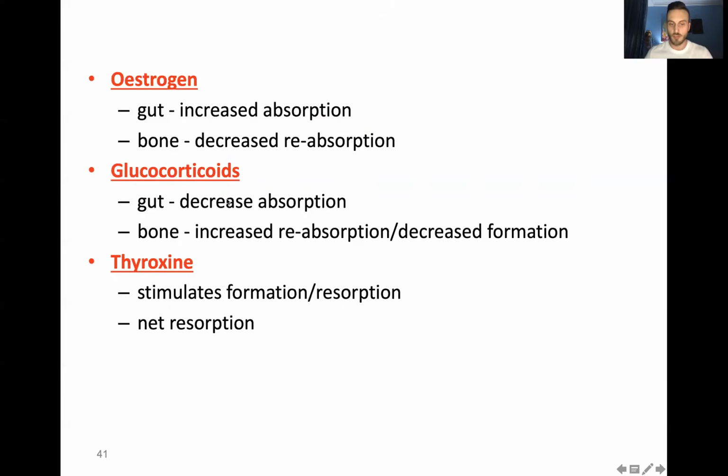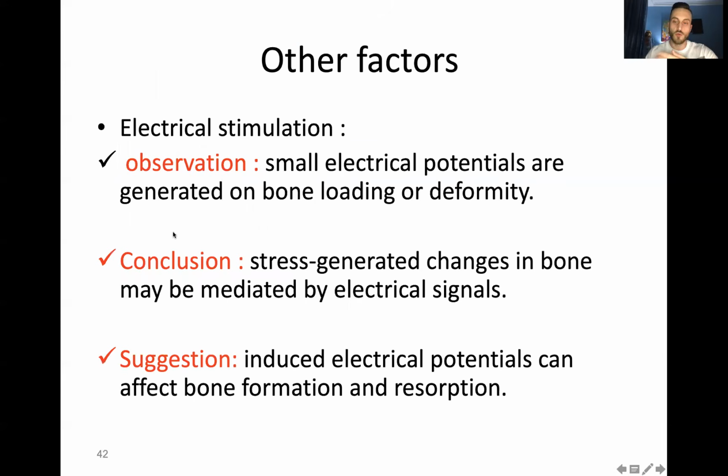Glucocorticoids decrease absorption from the gut and increase resorption. That's why people who are on chronic use of cortisone, of glucocorticoids, will end up with osteoporosis. Thyroxine actually enhances both formation and resorption. But if you take the net, it will be bone resorption. That's why people who have thyrotoxicosis will end up with bone resorption.